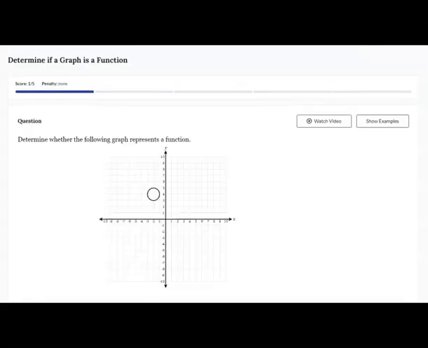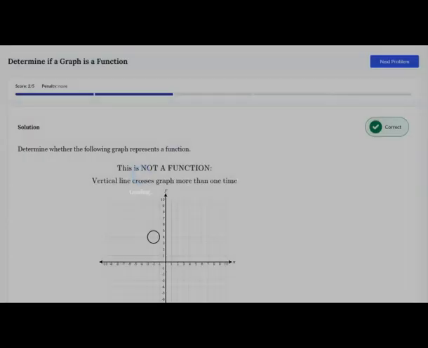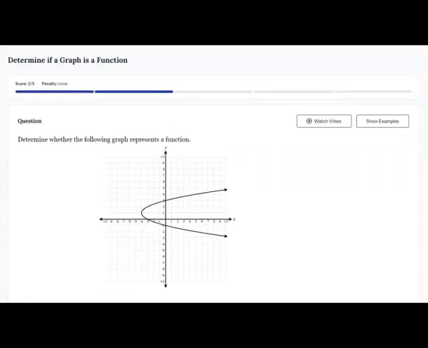Let's try another one. Again, hold your pencil or pen, scan it across the screen. If you can clearly see that you touch the graph in more than one location, then that means you are not a function. Again, using a vertical line, if it touches more than once, you are not a function.